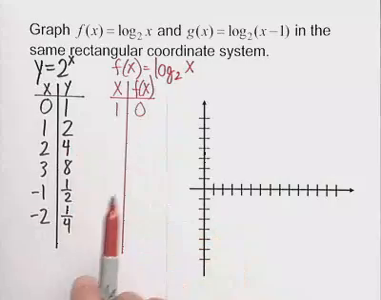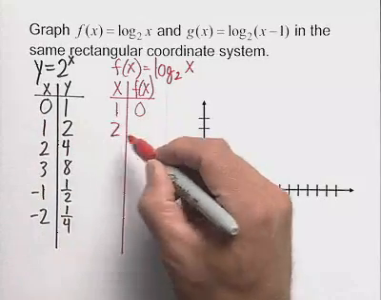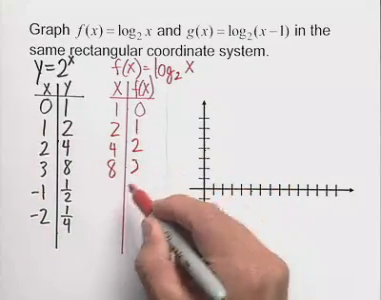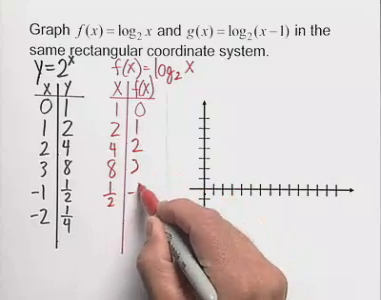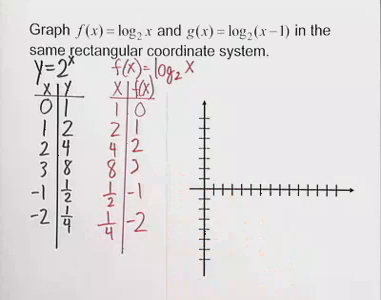And you can see I've written it already here. 0, 1 becomes 1, 0. Similarly, 2, 1; 4, 2; 8, 3; 1/2, -1; and 1/4, -2. And from these ordered pairs now, we can graph log base 2 of x.